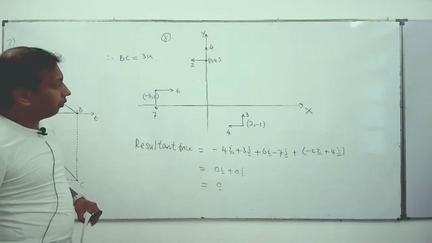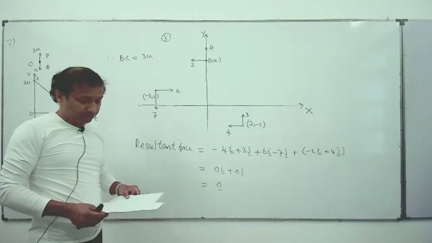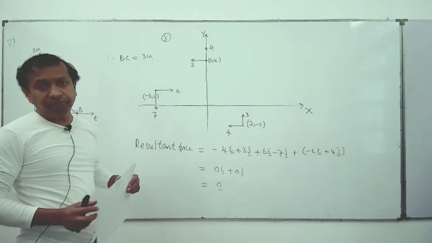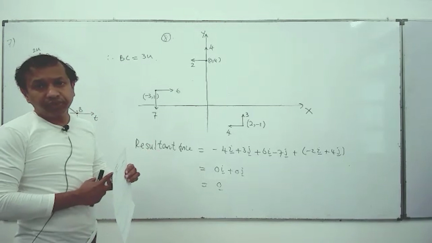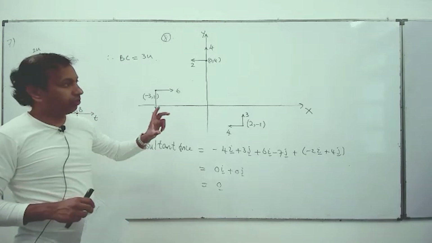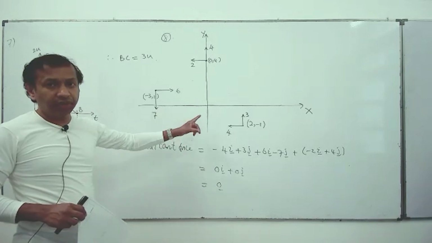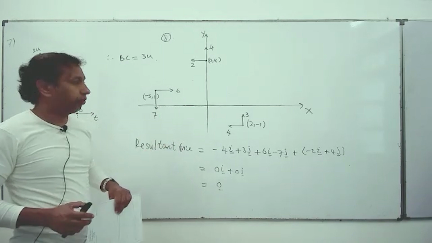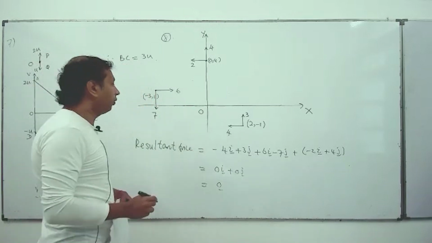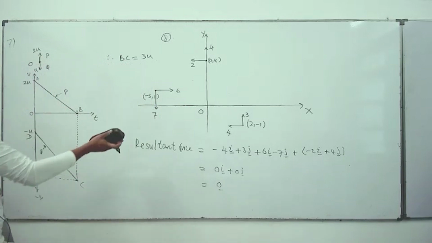Now we are asked to find the moment of the couple. The moment of a couple around any point is the same. That's the property of a couple. Then select any point you like in the plane and take moments of these forces. I'll take around O, anticlockwise moment.